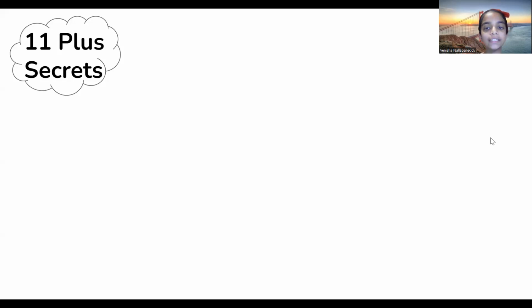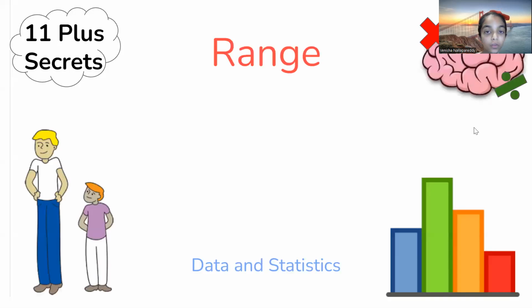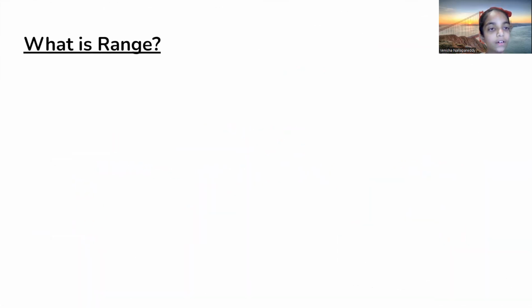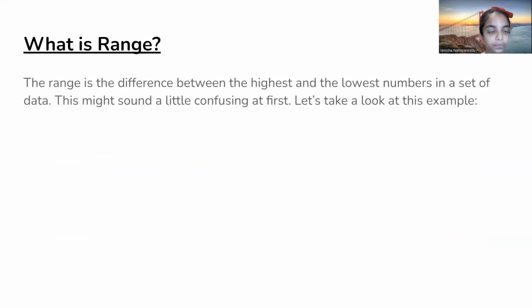Today we're going to be looking at a special type of maths topic called range, which is all to do with data and statistics. That's why I've put a little bar chart or a bar graph in here, whatever you like to call it, because bar charts are a great way of representing data. So if we move on, what is range? Range is the difference between the highest and the lowest numbers in a set of data.